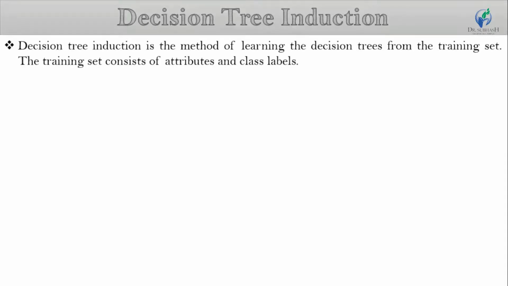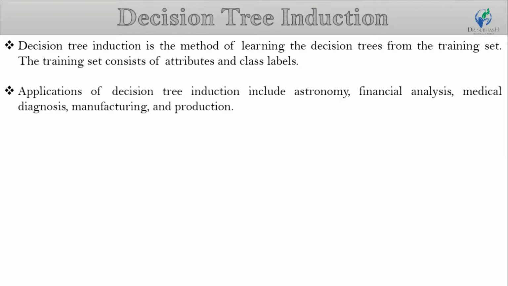Now, I explain decision tree induction. Decision tree induction is the method of learning decision trees from the training set. The training set consists of attributes and class labels. Applications of decision tree induction include astronomy, financial analysis, medical diagnosis, manufacturing, and production.